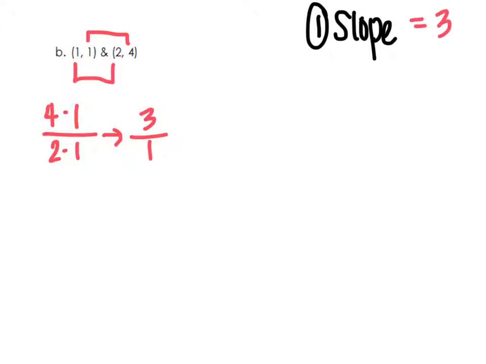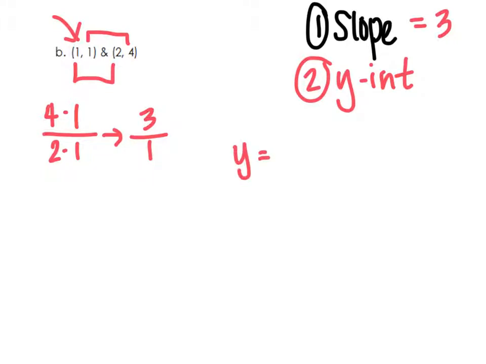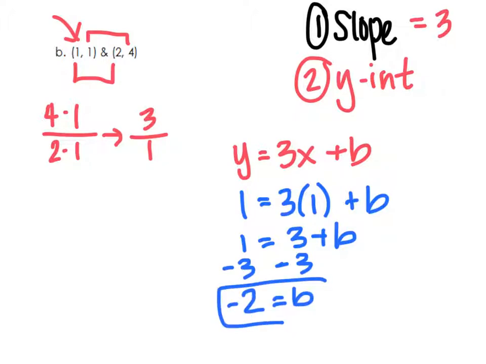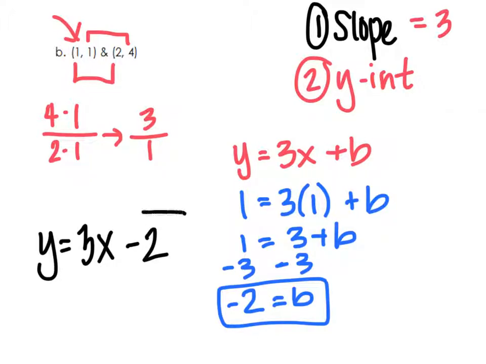Now I need to find my y-intercept. Again, it doesn't matter which ordered pair I pick, so I'll just choose 1, 1. So y equals 3x plus b. Choosing the ordered pair 1, 1, I know 1 equals 3 times 1 plus b. So 1 equals 3 plus b. If I subtract 3 from both sides, I now know negative 2 equals b. So my final answer would be y equals 3x minus 2.